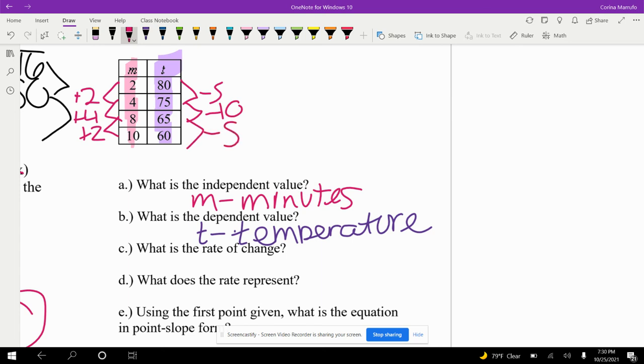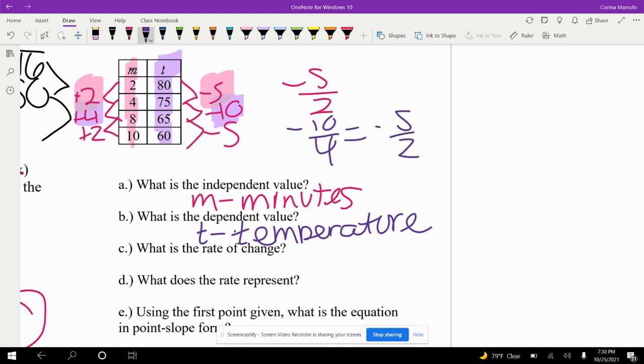Remember, it's our rise over run, so all you got to do is take -5 and divide it by 2. -5 divided by 2, that's going to be my slope. Now, we could have used this one right here, -10 and 4. When we reduce -10 over 4, it does reduce to -5 over 2. Exact same thing. And then this one's the exact same number. So it doesn't matter which one you use. You can use any of them.